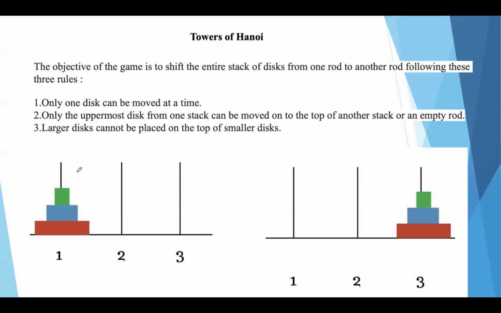And larger discs cannot be placed on top of smaller discs. Say, if you move this to stack 2, then you can't place this blue one on top of the green one. So larger discs cannot be placed on top of smaller discs. Now this is the initial state and the goal state is this one. Here you need to move all the discs from rod 1 to rod 3, and the arrangement should be like this.